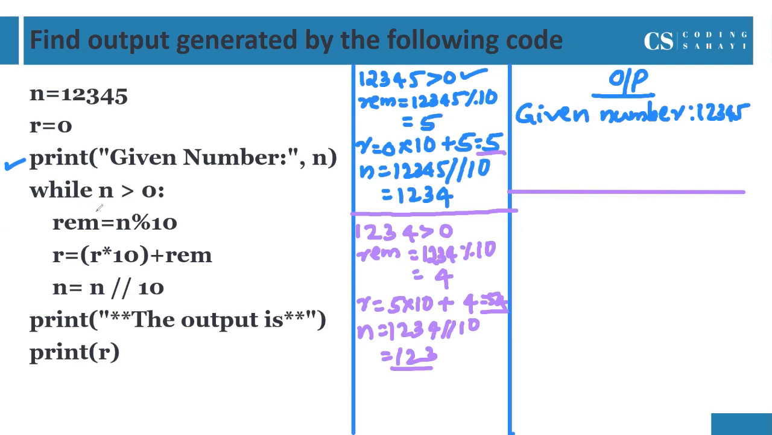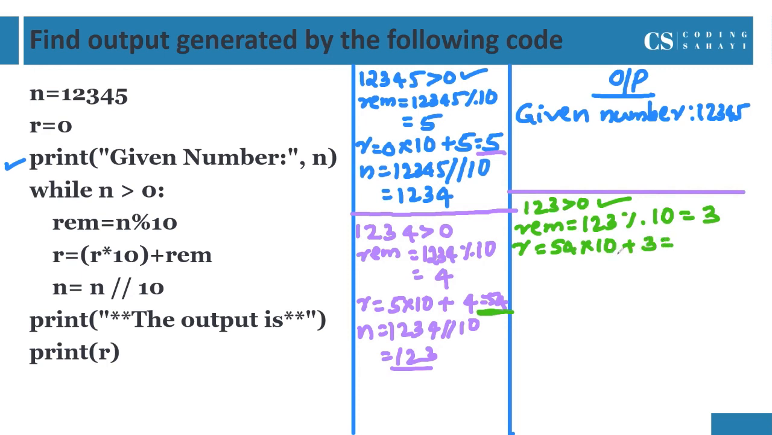So again it's going back and checking while n greater than 0. 123 greater than 0, it is satisfying. Then rem is equal to 1, 2, 3 modulo 10, that means you will get rem as 3. Then R equal to, again R into 10, 54 into 10 plus rem. Rem is 3. 54 into 10, it is 540 plus 3, you will get 543.